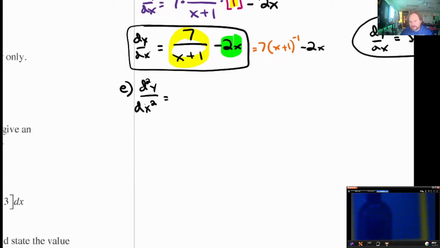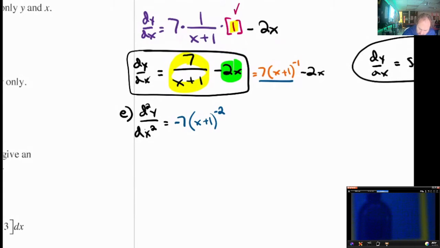So this is a much faster solution. If we're going to use the power rule with this, our negative 1 comes down and multiplies and makes negative 7 times x plus 1 to the negative second power. We're going to drop it down 1 degree. Of course, just like before, we still have to multiply by 1 because that is a chain rule problem, and you do have an x plus 1 there.